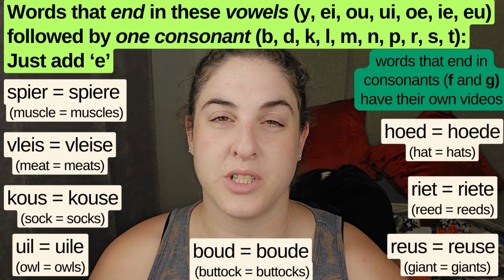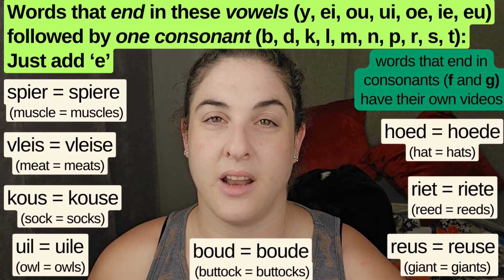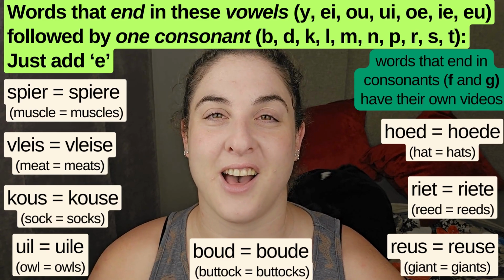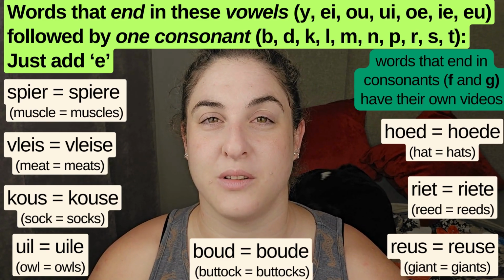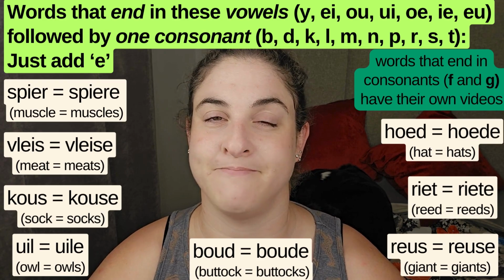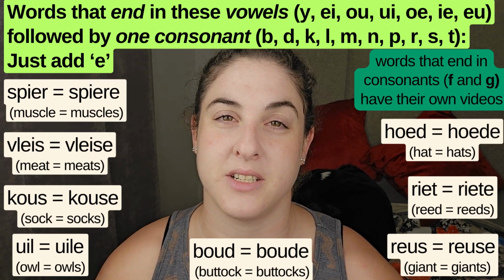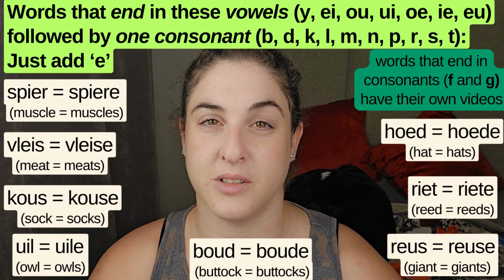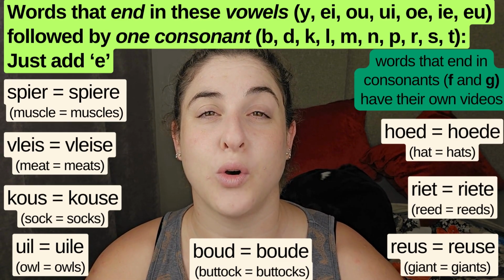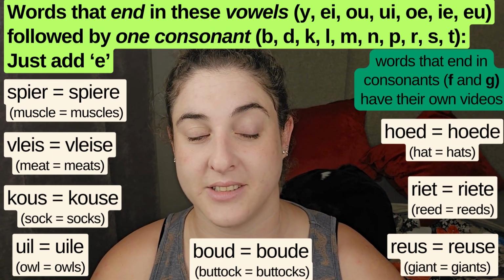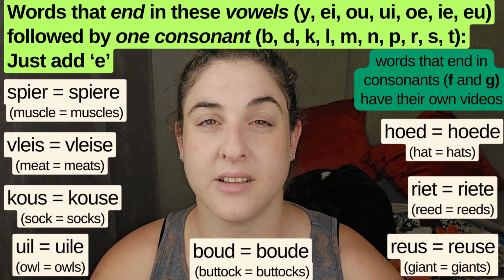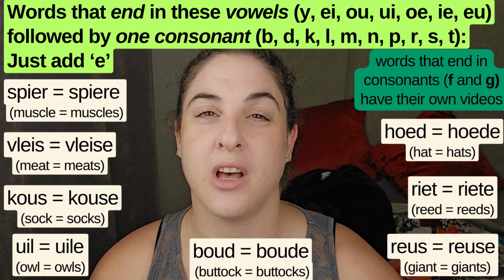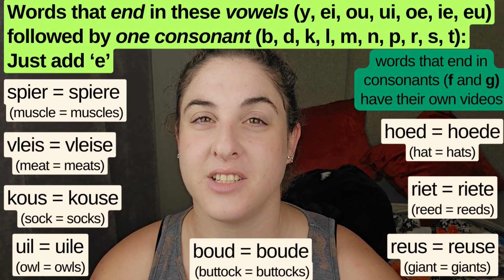Now, before I continue, just remember that words ending in F and G, they have their own videos because they have some changes that you make to the letters that do not happen to the other consonants in Afrikaans. Hoed, hoede, which is hats. Riet, riete, reed, reeds. And then reus, reuse, giant, giants.